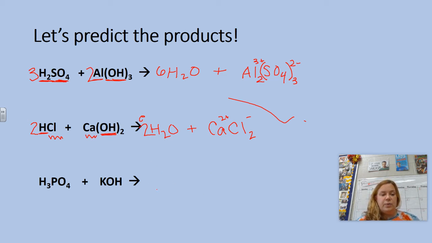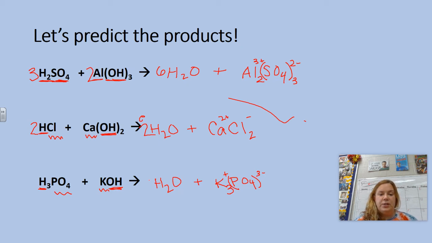Finally, let's look at this last one. We have phosphoric acid and potassium hydroxide. So let's take our H and our OH again. Again, our H indicates our acid, and the ending as an OH or a hydroxide is a base. So we'll make our water, and then we take what's left over. We have potassium and we have phosphate. So let's add, and we put potassium first because it's a metal, and then our phosphate. And our phosphate is a polyatomic with a 3- charge, and potassium is a 1+. So therefore we have K3PO4.